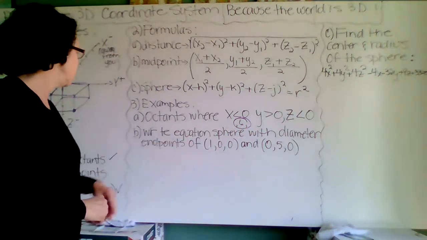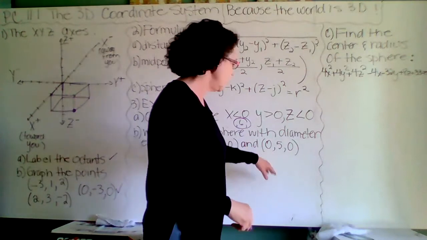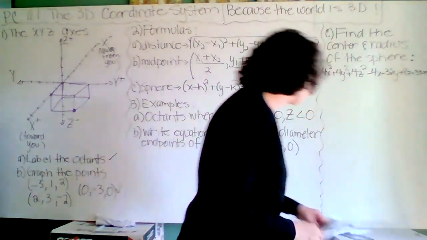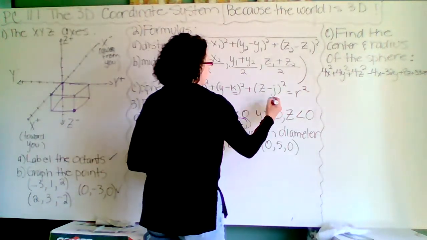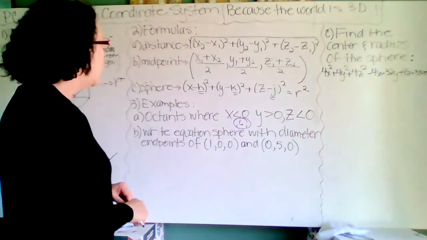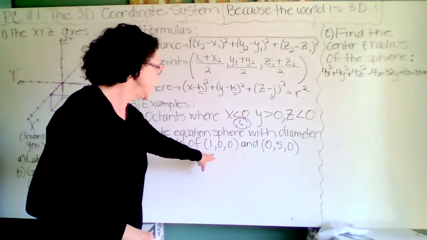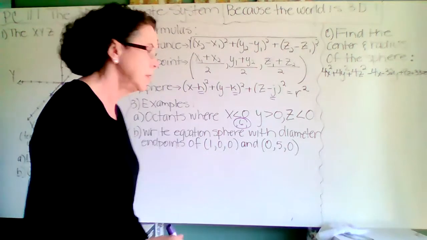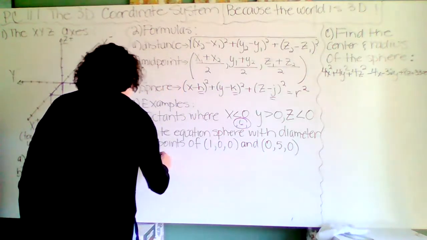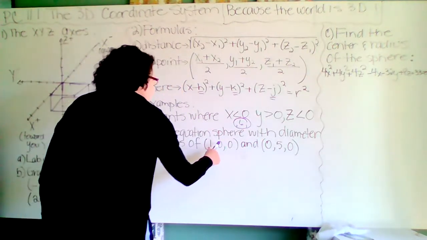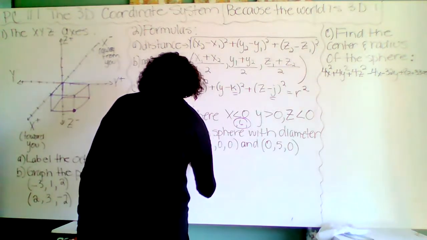Let's write the equation of the sphere with the diameter at the endpoints of 1, 0, 0 and 0, 5, 0. So notice the center point of the sphere is located at h, k, and j, the center of the sphere. So that point is the midpoint of the endpoints of the diameter. So let's use the midpoint formula here to get the center of the sphere. 1 plus 0 divided by 2 is 1/2. 0 plus 5 divided by 2 is 5/2. 0 plus 0 divided by 2 is 0.